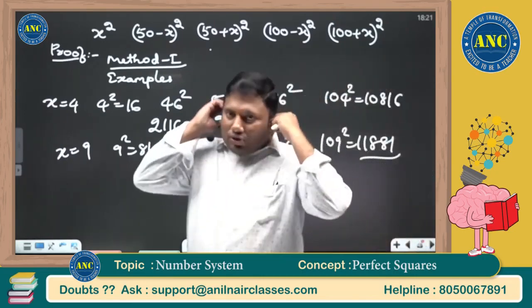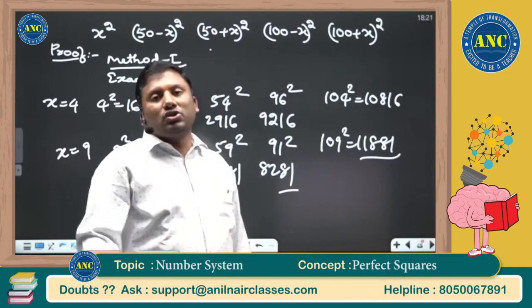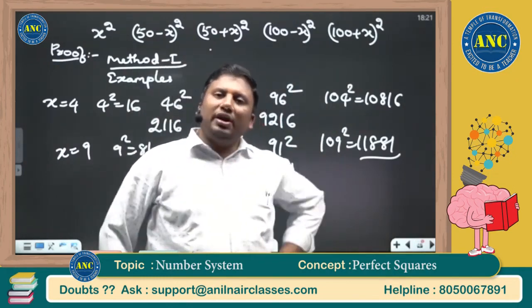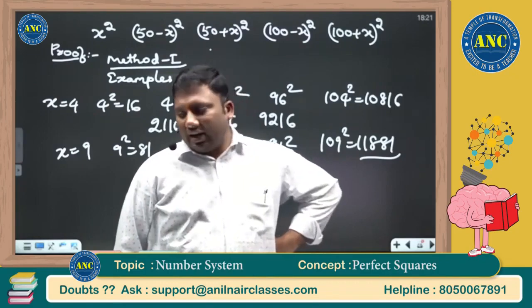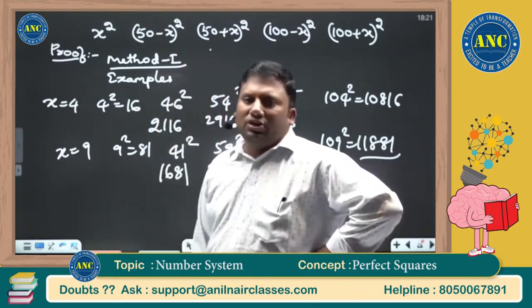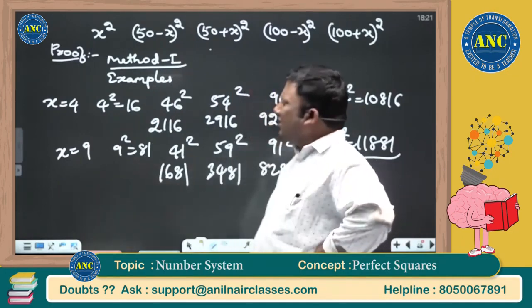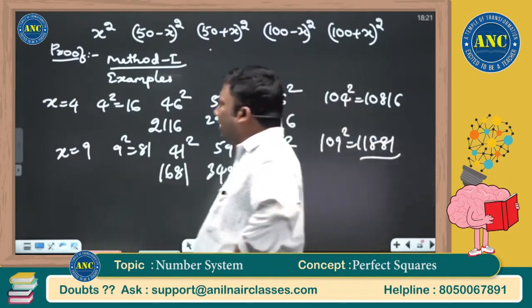Hopefully, after listening to some more classes, you will also solve like me. If somebody asks you 414 whole square, you can say 171396. If somebody asks 317 whole square, 100489. They are all 2 or 3 second squaring and cubing of a 3-digit number.